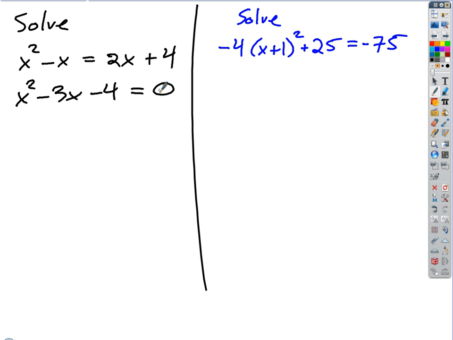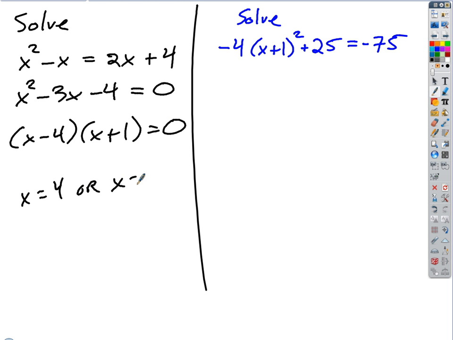Factor it, and use the zero product property, right? Okay, so are there magic numbers that multiply to -4 and add to -3? Yes. Negative 4 and 1. Okay, so what are our solutions then? Either x equals 4 or x equals -1. Perfect. Okay, you're good at that. You can do that stuff.